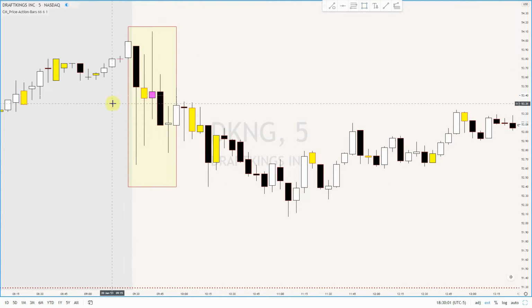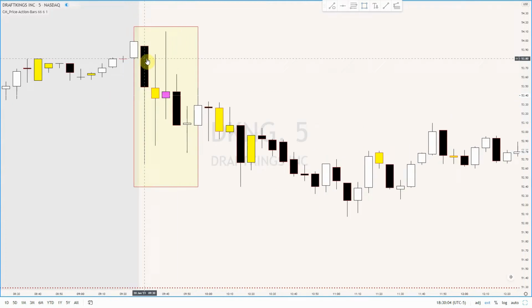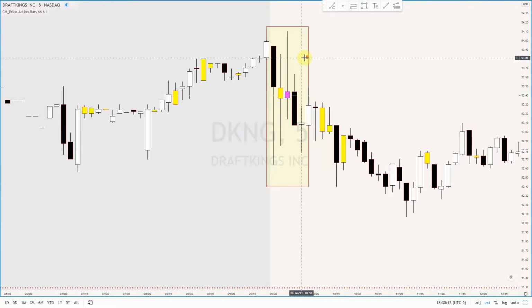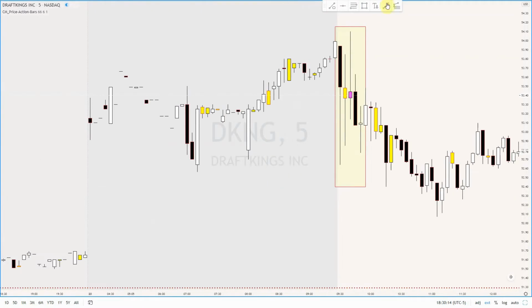We get a nice fail. So, had you gotten into this on a strat signal, the 2-2 reversal back down, that's 53 down to 52. So, good point. But boy, you would have needed to get out. How do you know where to get out with something like this?